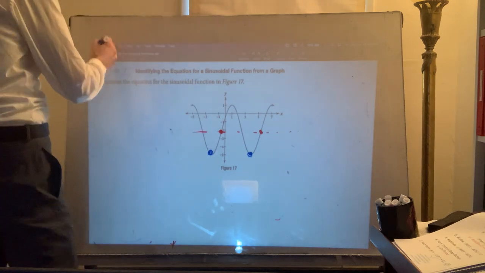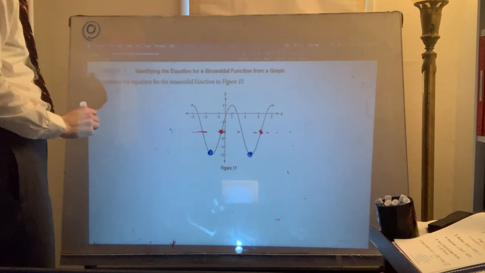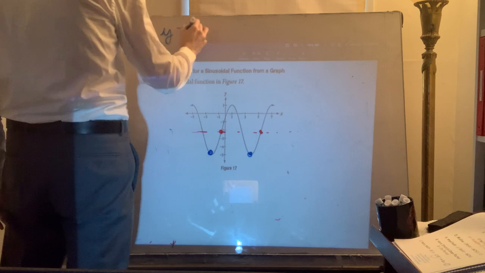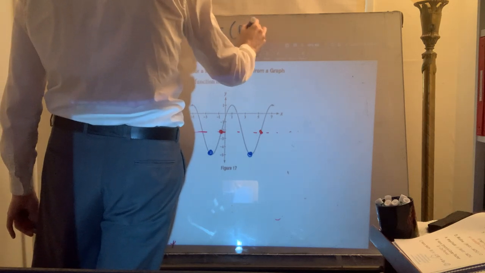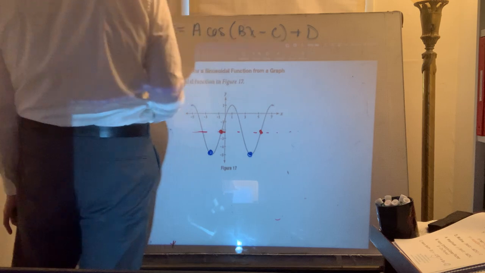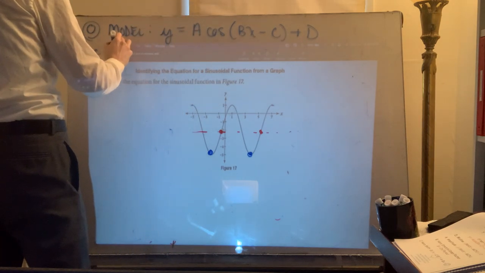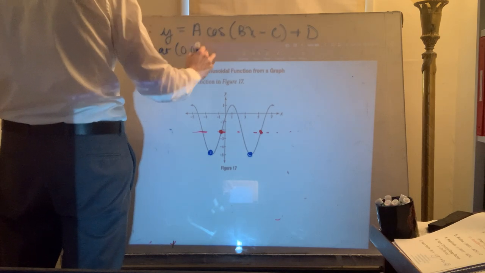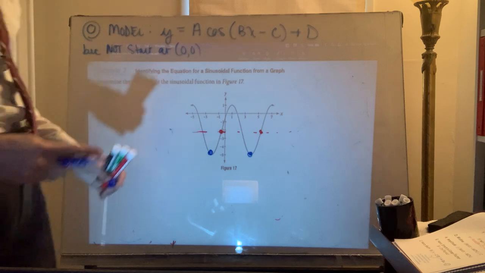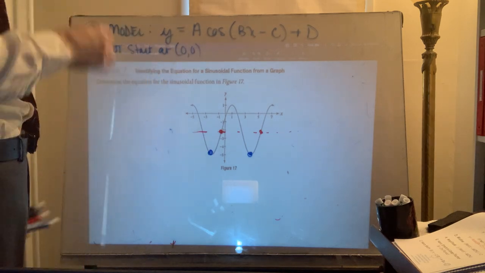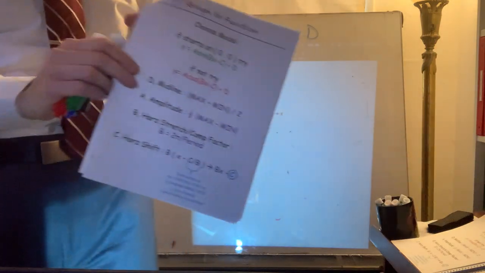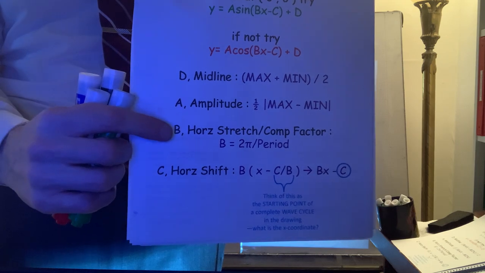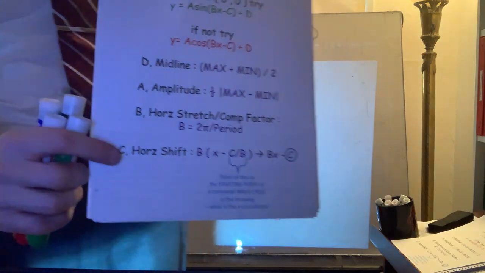0, 0, right? So as a preliminary step, I'm going to choose the model y equals a cosine bx minus c plus d, because it's not starting right at the origin. If it were, then I would have just gone with sine. Now, my suggestion is this: go through this process. Find the midline first from the picture, then the amplitude, and then explore what the b is, and then calculate c last.